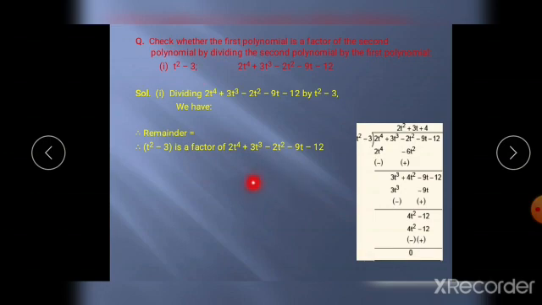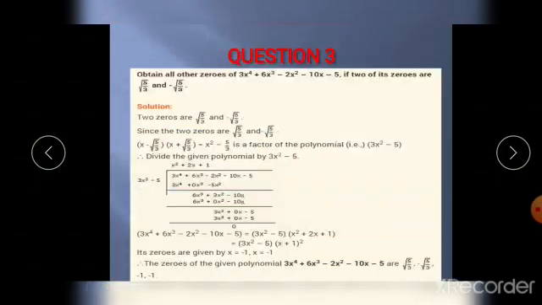3.2.3. The second section is based on this concept only. Now question number 3 in exercise 2.3. Obtain all other zeros. Here the highest degree is 4. Then how many zeros will come? 4 zeros. But for the given polynomial, they have given 2 zeros.